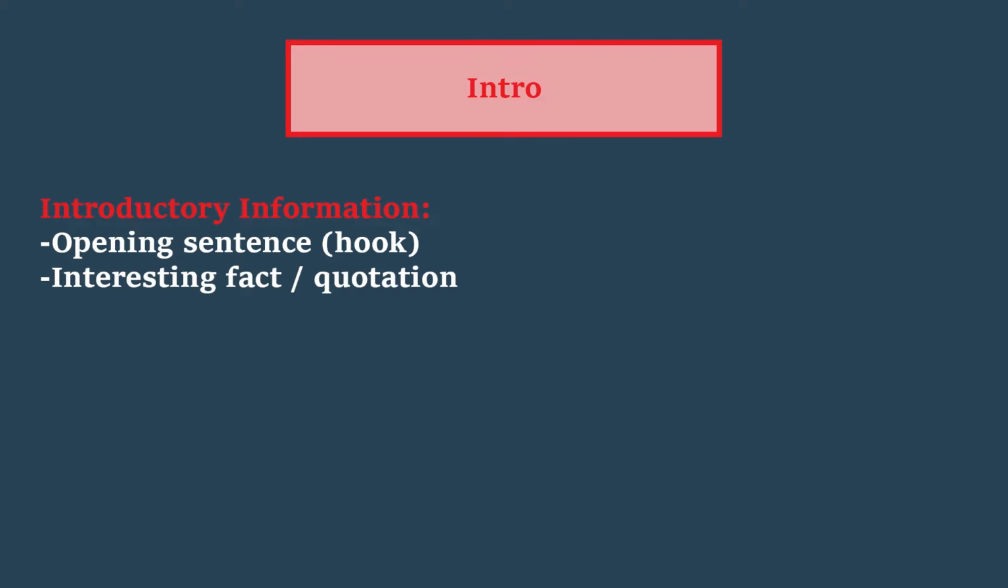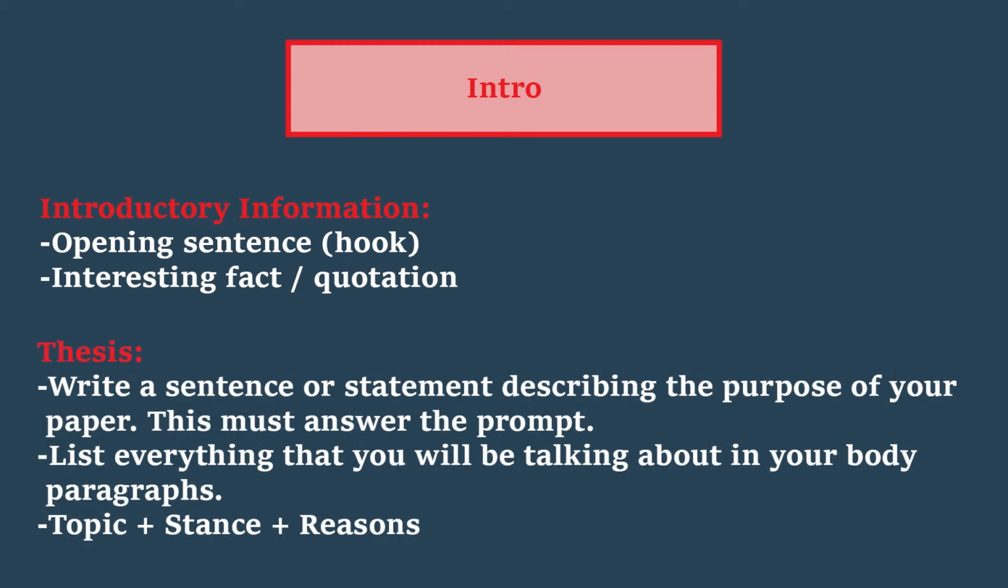be writing about. In your intro, you want to explain your thesis. You don't want this to be super long. You want your entire intro to be fairly short, just a few sentences long. But in your thesis, you want to write a sentence or statement describing the purpose of your paper. And in an exam setting, this must answer the prompt. You want to list everything you will be talking about in your body paragraphs within reason, but you just want to list the main ideas that you will be covering in the rest of your essay.